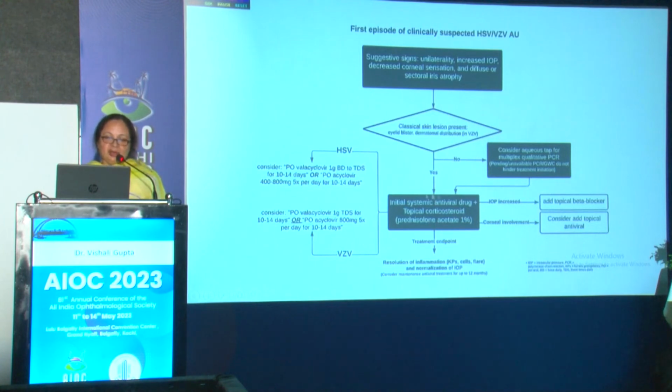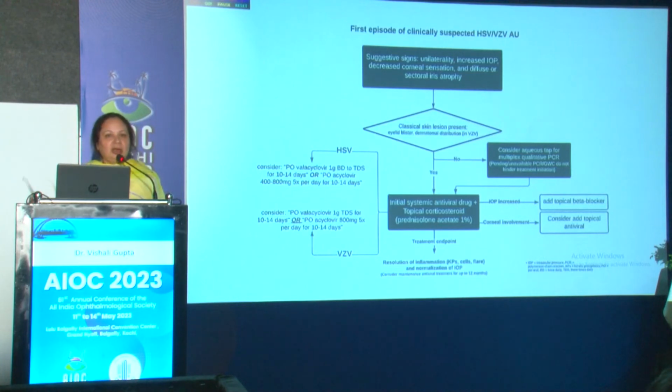Now, suppose you have started the patient, the type of the drugs. If you think it is HSV, then oral valacyclovir 1 gram twice to 3 times a day for at least 2 weeks, or you could use acyclovir 800 milligram 5 times a day for 2 weeks. If it is VZV, then you consider valacyclovir 1 gram TDS for 14 days or acyclovir for 14 days. And the maintenance I have already spoken about.